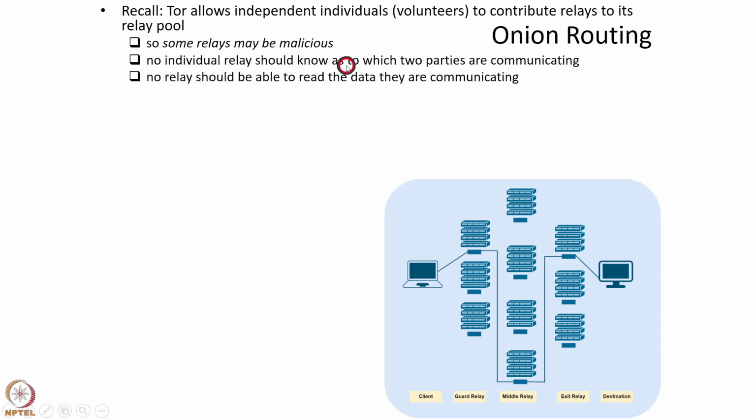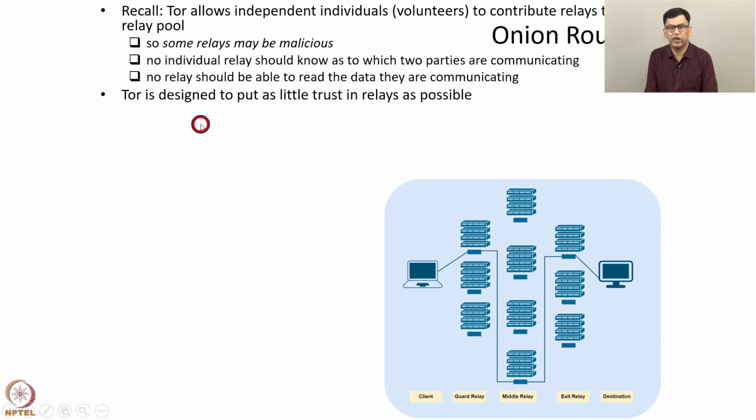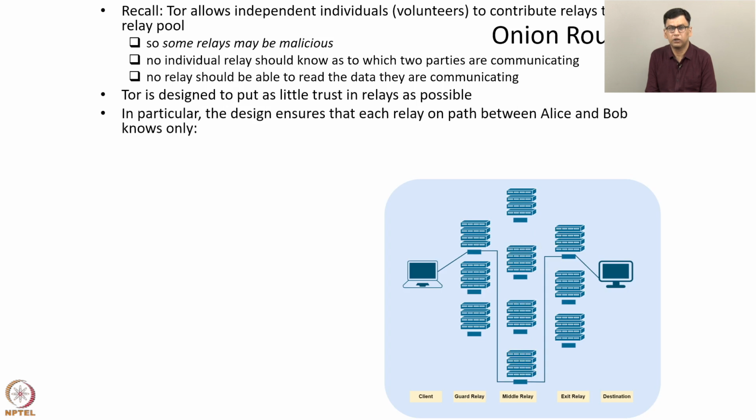No relay should be able to read the data that they are communicating. Tor is designed to put as little trust in relays as possible. So as we said, the use of at least three relays is precisely so that even if one of them is malicious, it cannot know who is communicating with whom, and hence it cannot leak this information.